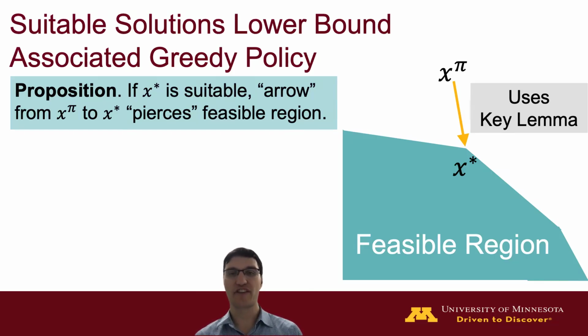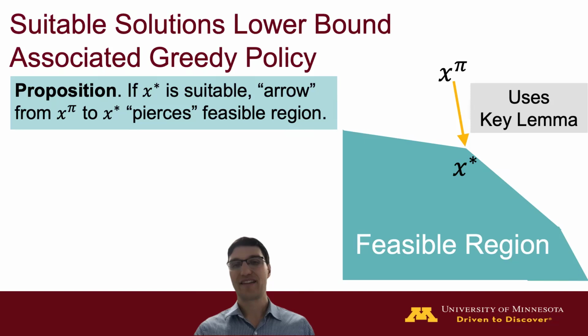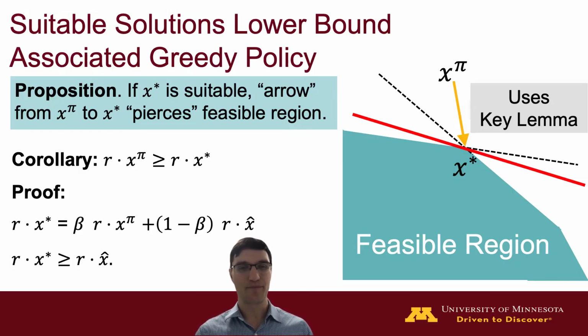And to prove this result, this is where we use our key lemma, right? The lower bound that I showed you on the previous slide where I was introducing the linear program. Now, if you accept that the arrow from x pi pierces the feasible region, it immediately follows that x pi actually has a higher objective value than x star. You can see this algebraically, or you can see it geometrically.